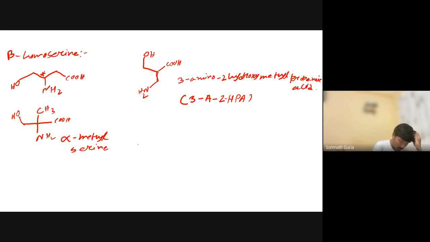Then we have another, beta amino methyl succinic acid. What is the succinic acid structure? The structure of succinic acid is COOH and there will be my COOH. This is the structure of succinic acid, and then we have NH2 over here. This is my chiral center, and this is named beta amino succinic acid.